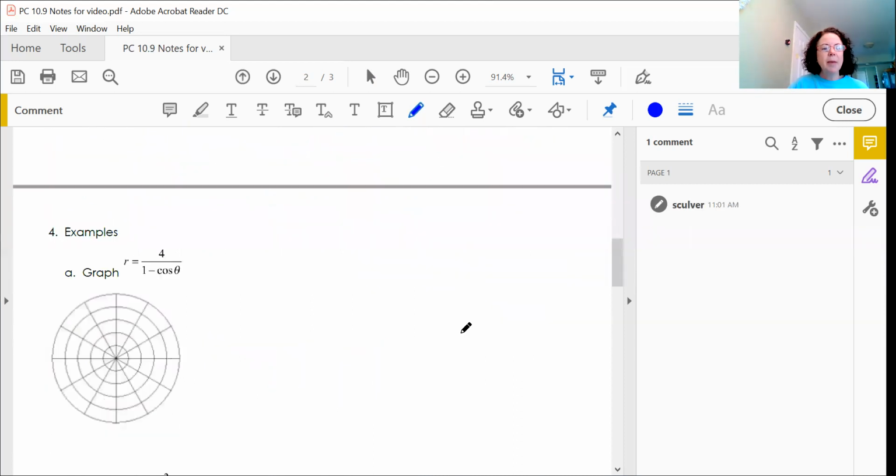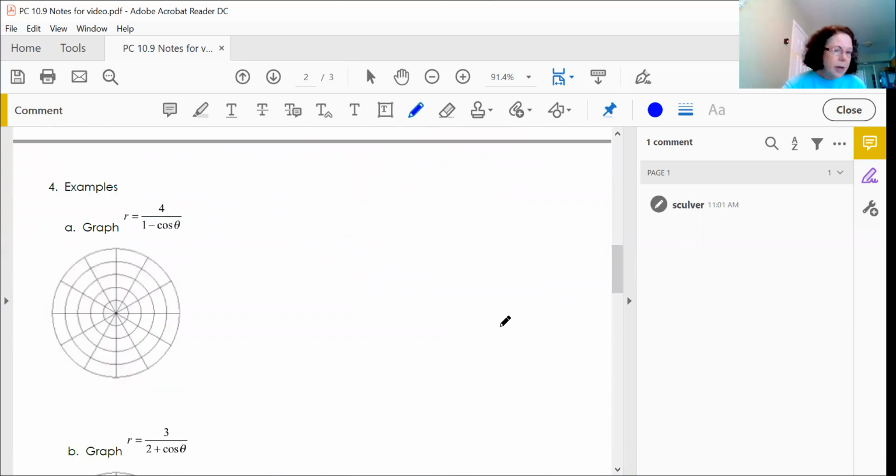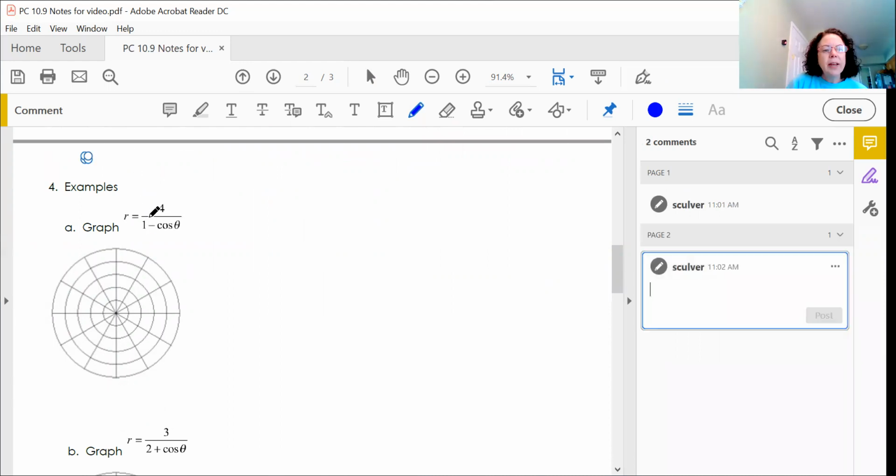Okay, let's try some examples. On number 4, we have a polar equation, r equals 4 over 1 minus cosine of theta. Now, first of all, we have to check our denominator to make sure that we have a constant of 1. And we do right here. That means that our e is next to our cosine, and it must be equal to 1.